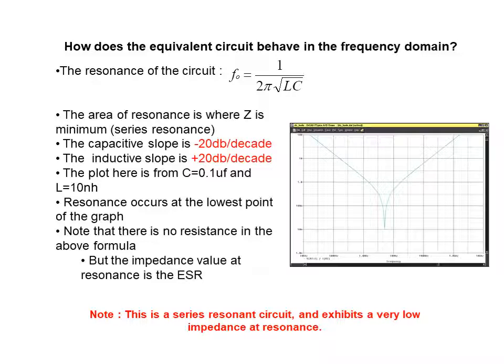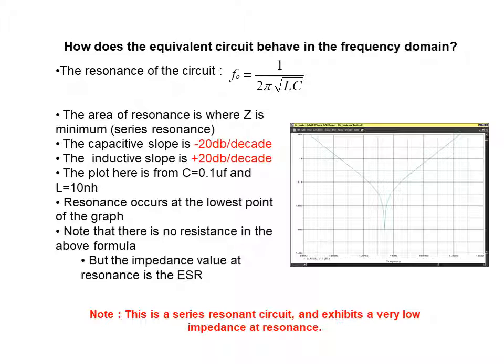So we will see in this slide how the equivalent circuit behaves in the frequency domain. The resonance of a circuit is given as f equals 1 by 2 pi square root of LC. If you see the plot, the area of resonance is where the impedance is minimum. It's called series resonance. The capacitive slope is around minus 20 dB per decade, and the inductive slope is about plus 20 dB per decade. In this plot, we have used a capacitance of 0.1 microfarad and an inductance of 10 nanohenry, and the resonance occurs at the lowest point of the graph.